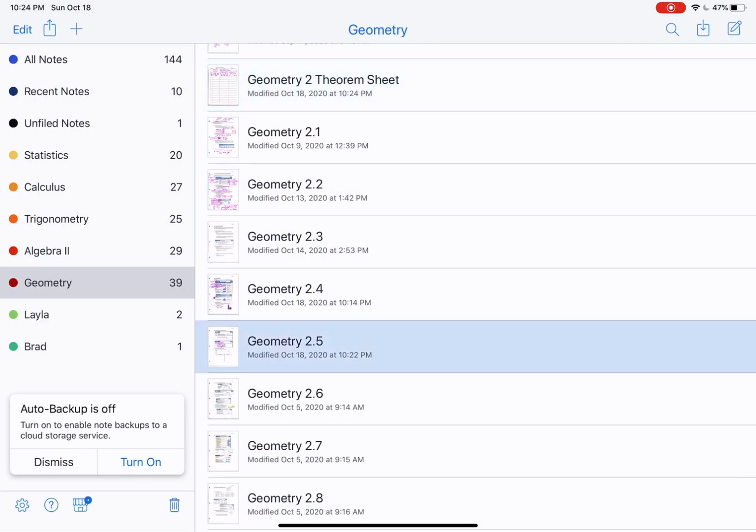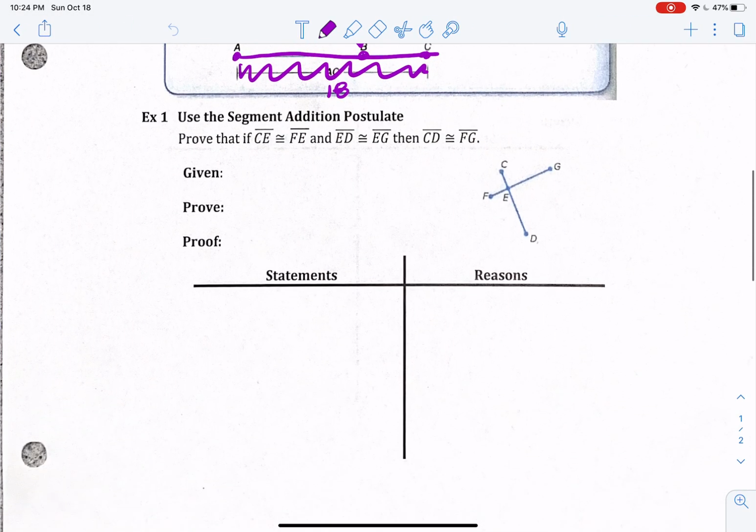Okay, let's bump back to section 2.5. Here is where we're going to use that segment addition postulate. So prove that if CE is congruent to FE, CE is this chunk, if that's the same length as that chunk, and ED, which is this chunk right here, is the same length as this chunk, then this guy is the same length as this guy. The two small pieces are the same, the two larger pieces are the same, so the entire length is the same as the other entire length. That should be true, right?